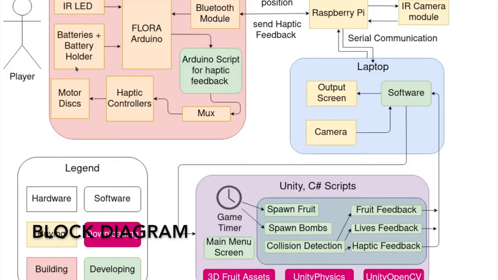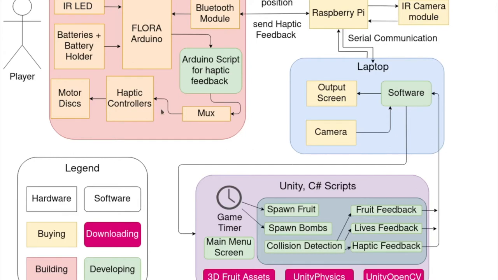Now we'd like to take you through the block diagram of our system. Starting from the top, we have our player who is directly interacting with the glove. The glove is battery powered and is controlled by the Flora Arduino board. The Arduino Flora is a well-optimized board for wearable devices due to its small form factor and availability of external modules. However, one drawback of the Flora is the lack of I/O pins. In order to drive our multiple haptic feedback motors, we had to use a MUX. The MUX controls signals to the haptic motor controllers, which then drive the motor discs.